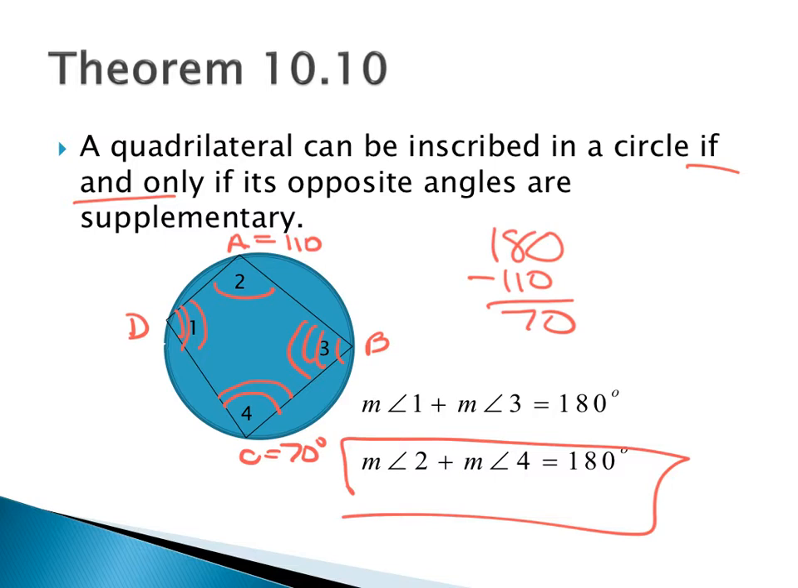Now, notice this theorem only states a quadrilateral. It doesn't specify if it's a square or a rectangle. It's just a quadrilateral. Now, if you have a square inscribed in a circle, obviously all angles would be 90, so opposite angles would be supplements.